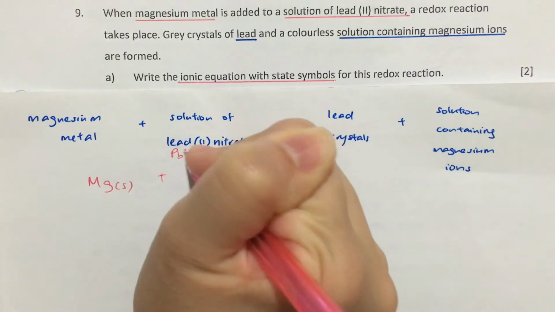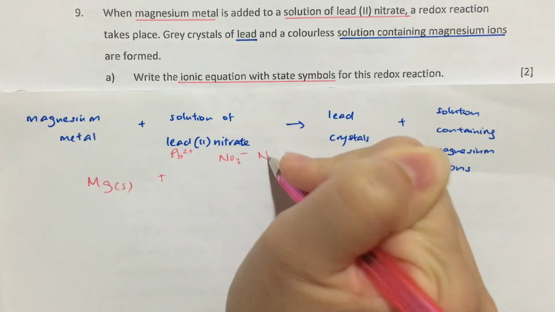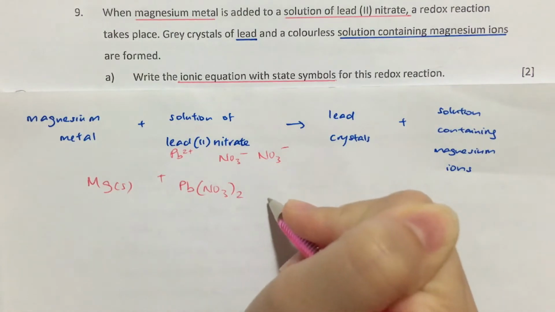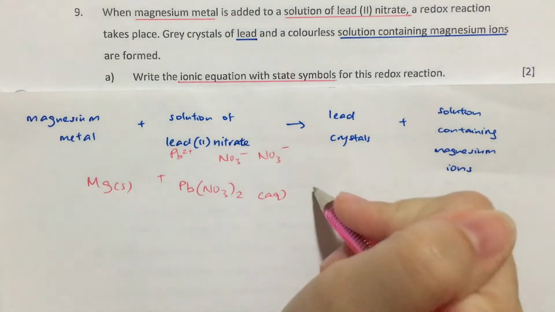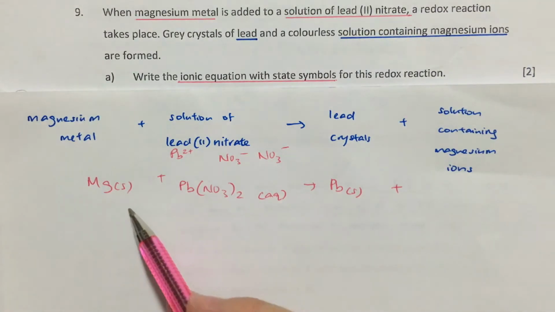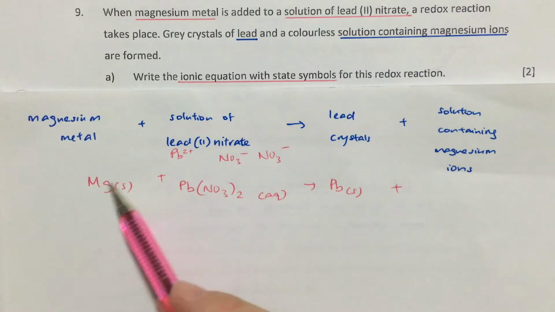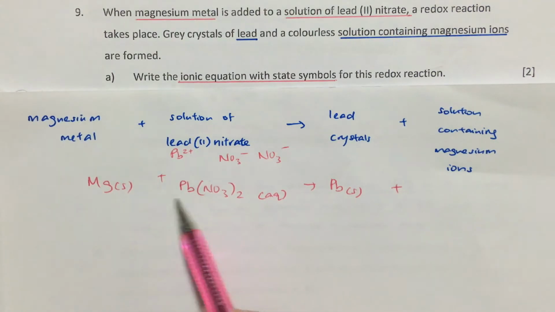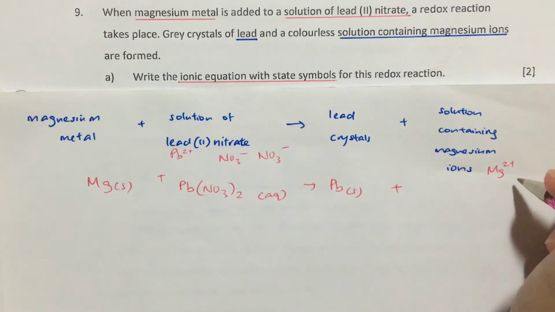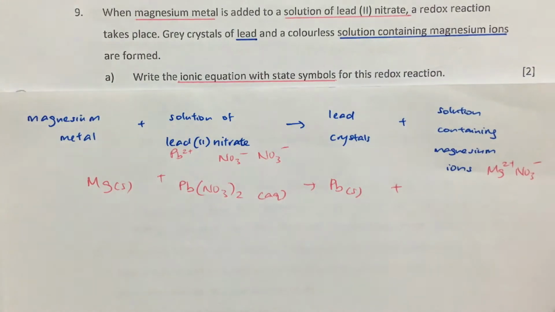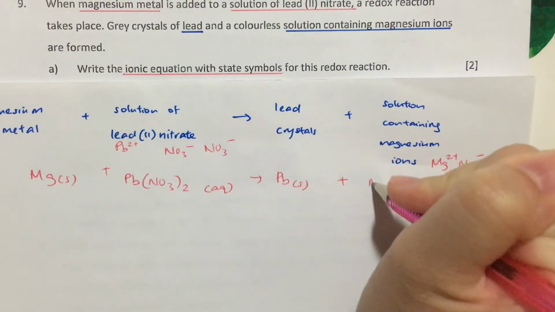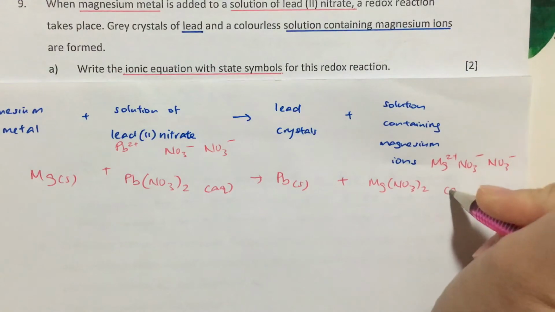Lead 2 nitrate: lead is Pb2+, nitrate is NO3-, which means I need another NO3- to balance the charges. So I'll write Pb(NO3)2, and in this case my state is aqueous because it says solution. Lead crystal, so Pb solid. Solution containing magnesium ion: if you look at this equation, what I have is my magnesium, which is more reactive than my lead, displacing my lead out, so I will get magnesium nitrate. So this solution is magnesium nitrate, and I need 2 nitrate to balance the charges. So I have Mg(NO3)2 in aqueous state.